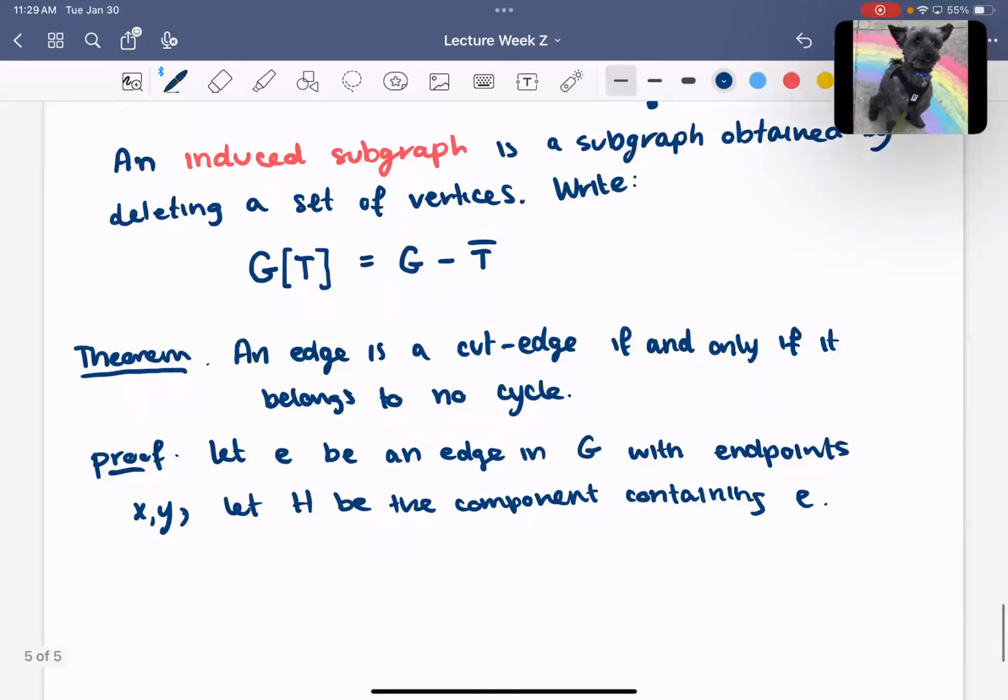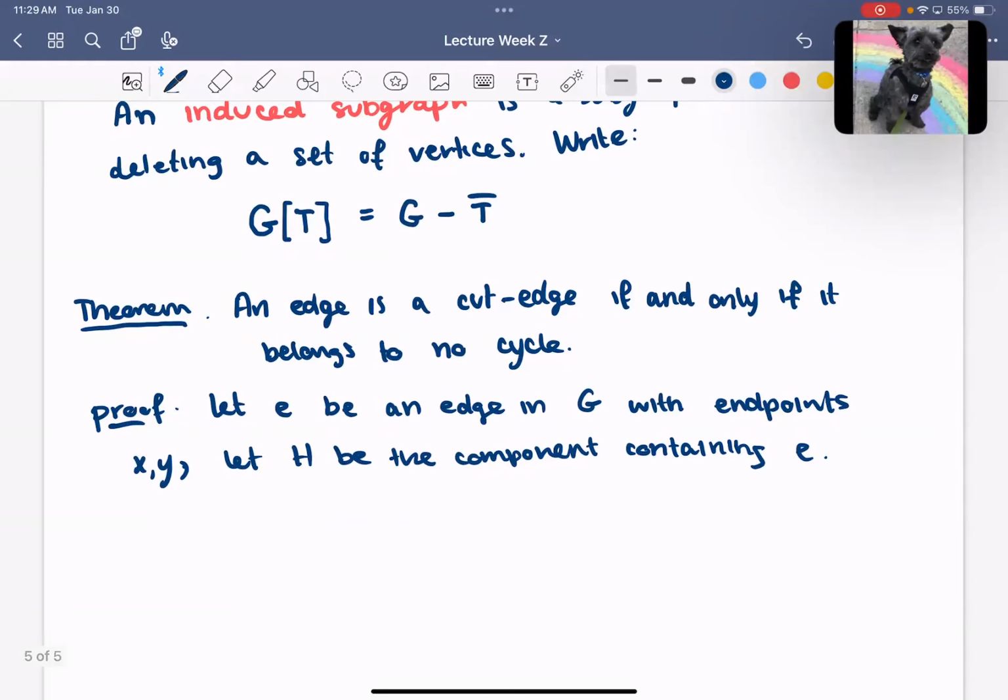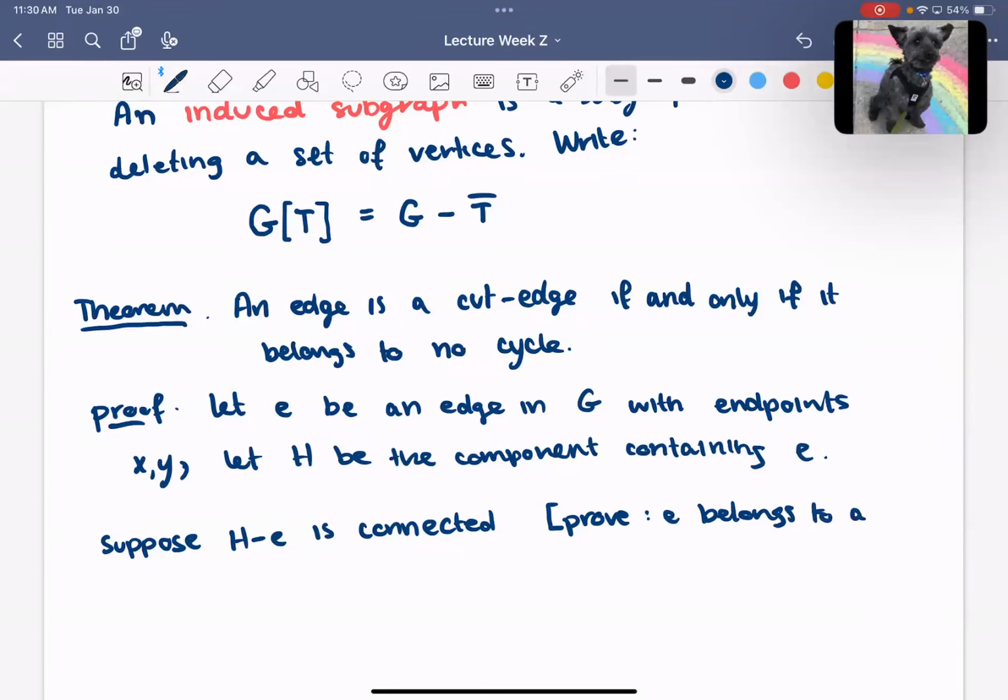Okay, so this is an if and only if, so we have to prove both directions. First, let's suppose that H minus E is connected. Then we need to prove that E belongs to a cycle. I'm going to give you a few minutes to think about how to prove this direction, and then we'll discuss.